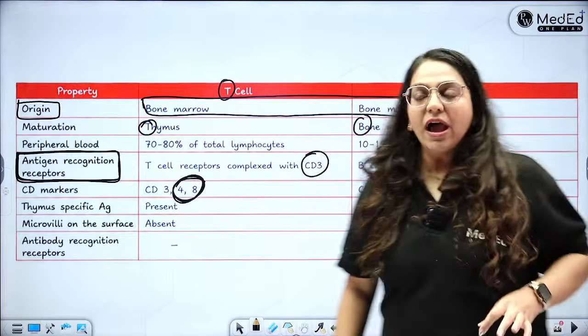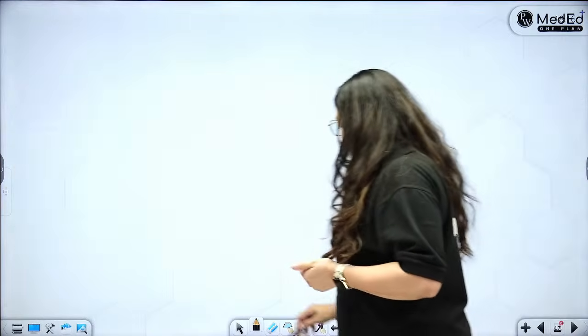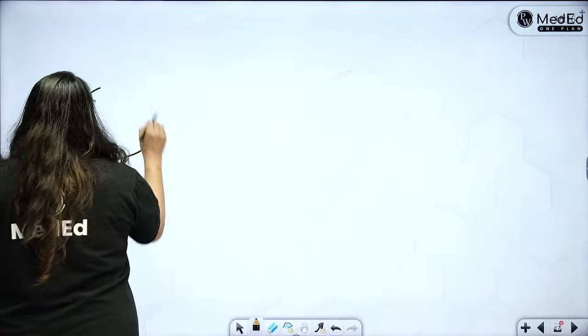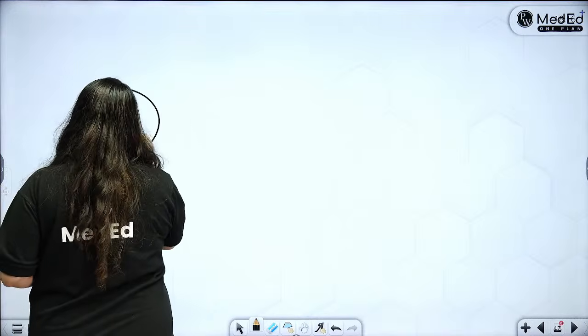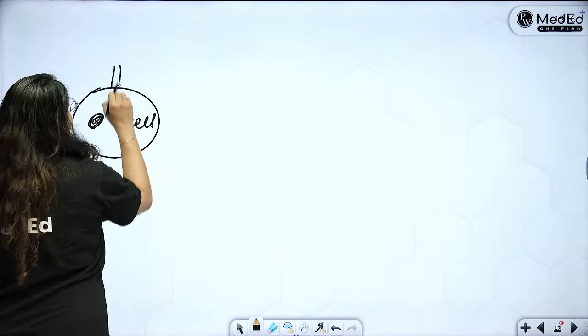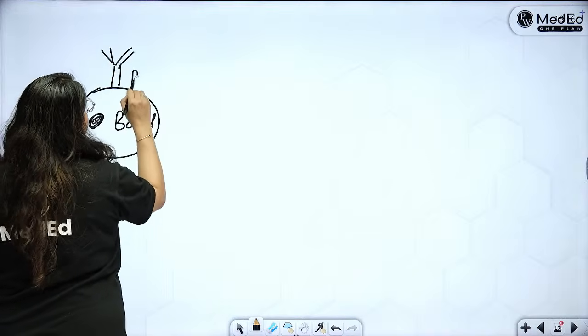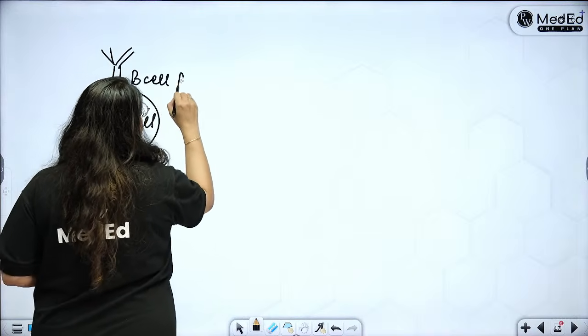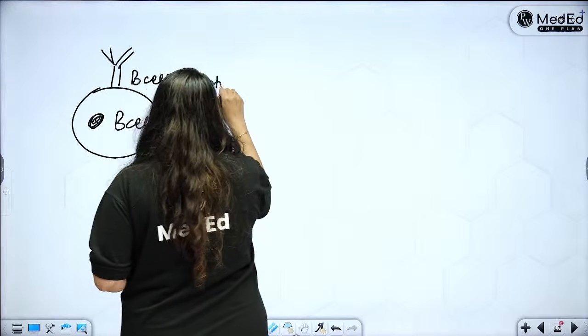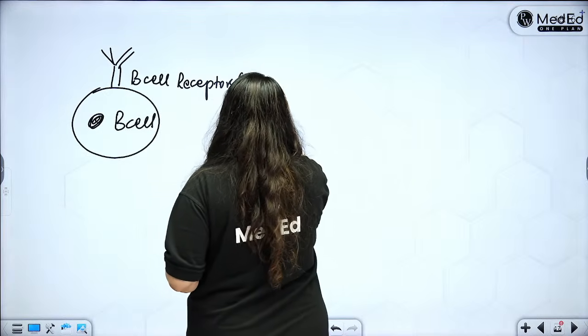ठीक है, तो क्या होता है किसी भी B cell के पास और क्या होता है किसी भी T cell के पास. If this is a B cell, even though all of this has been covered in the one shot, I am just repeating it. It will have certain receptors. What are these? These are called B cell receptors. B cell receptors, है ना? BCR. Now what is this?